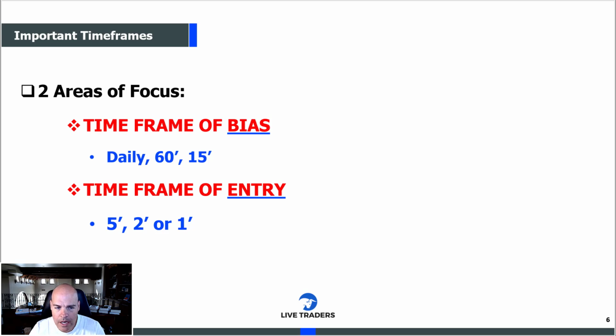So that higher time frame, for intraday traders, is the daily, the 60, and sometimes the 15. It's rarely the 15-minute, but it can be. If you're a 1-minute trader, you could probably use the 15-minute as your time frame of bias. But you need a daily or a 60. And if the daily or the 60 is crap, guess what? The entry's going to be crap too.